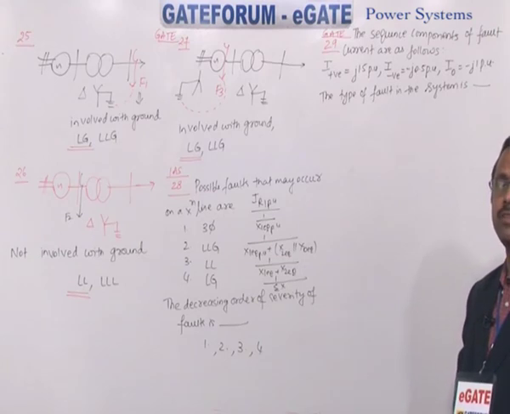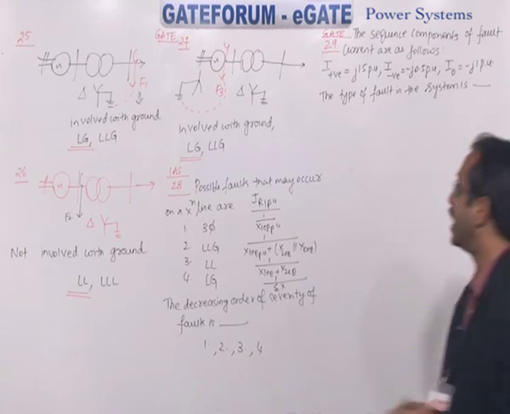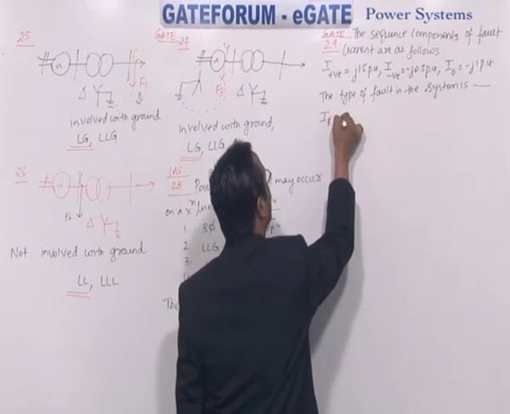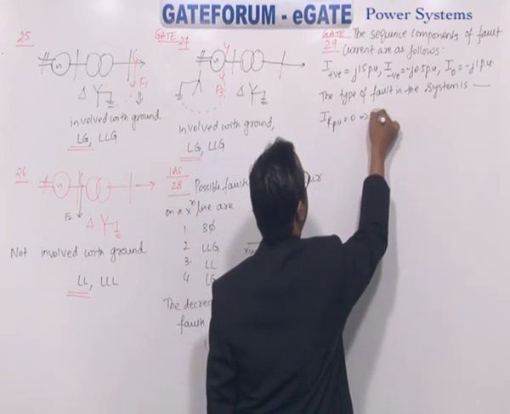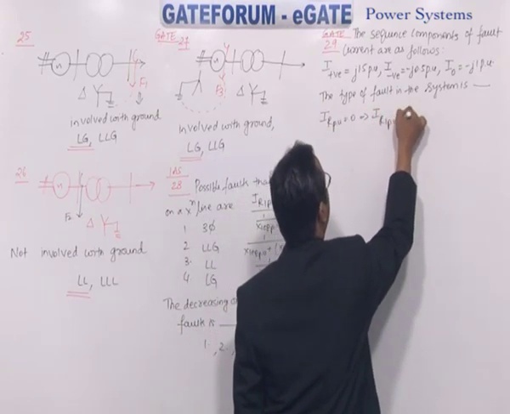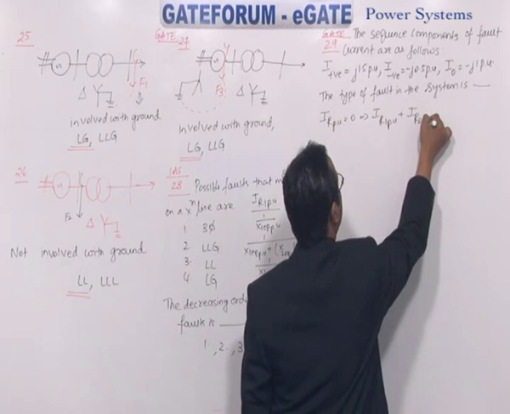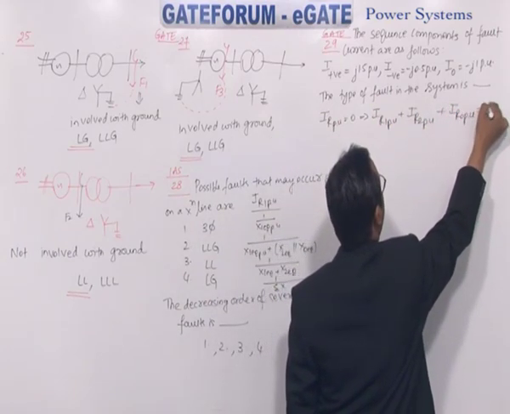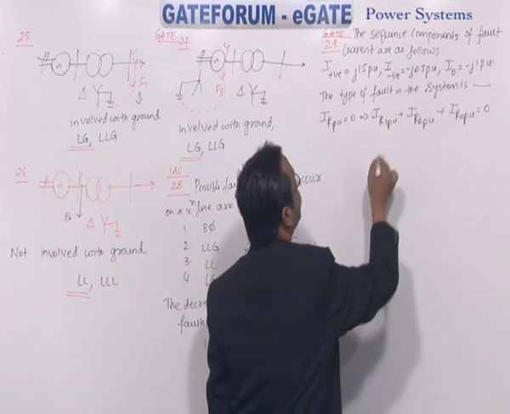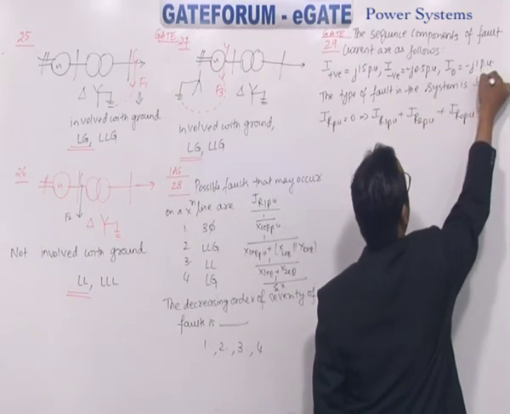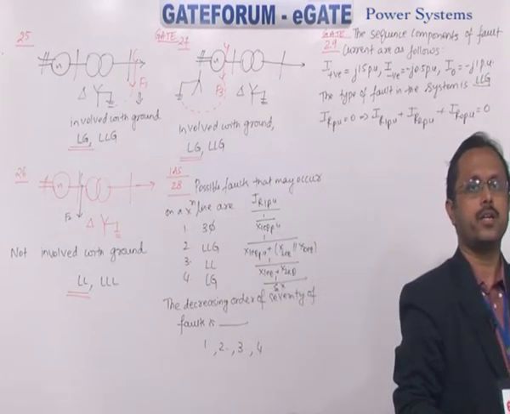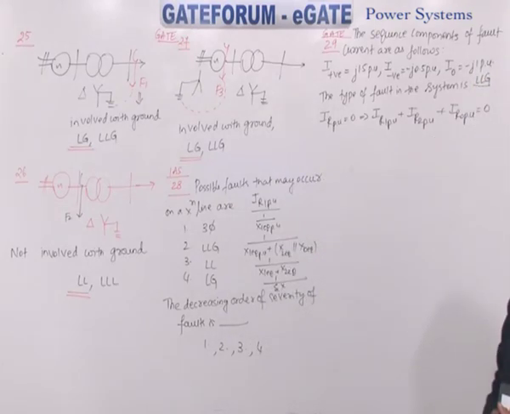Can it be LLG fault? In LLG fault, IR is 0. IR 0 means the sum of all the sequence currents is zero. So IR1 plus IR2 plus IR0 is 0. So which fault does it refer to now? LLG fault.